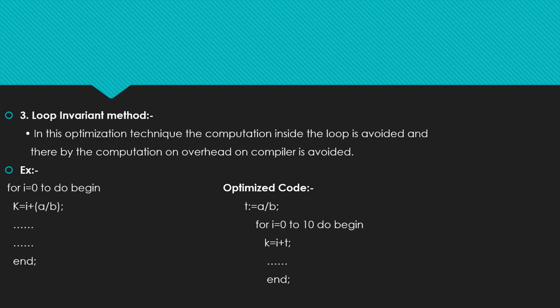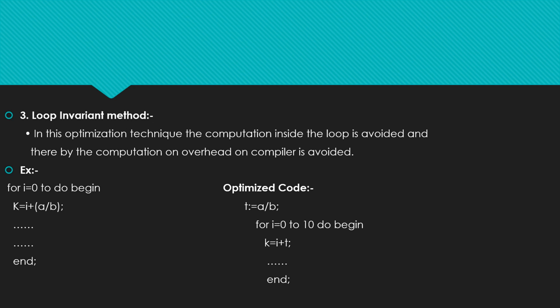Coming to the loop invariant method. In this optimization technique, the computation inside the loop is avoided, and thereby the computation overhead on the compiler is avoided. In detail, in the loop invariant method, the expression with computation is avoided inside the loop. That computation is performed outside the loop, as computing the same expression each time was overhead to the system. This reduces computation overhead and hence optimizes the code.